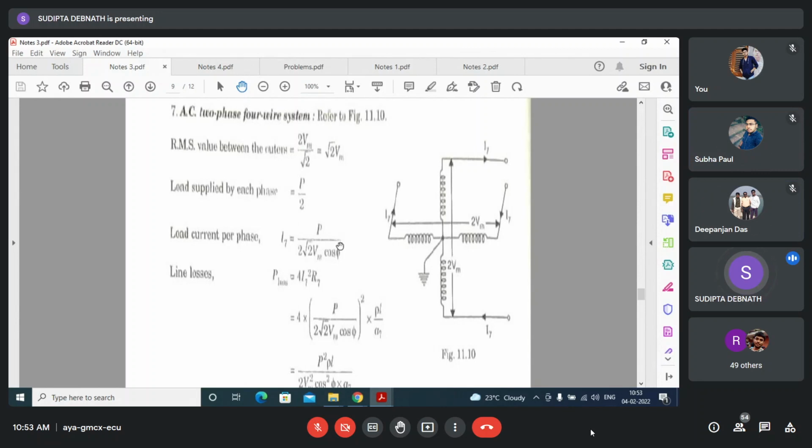Now you start, you can express I7 in terms of P, Vm and cos phi. What is the loss? Now loss, how many?